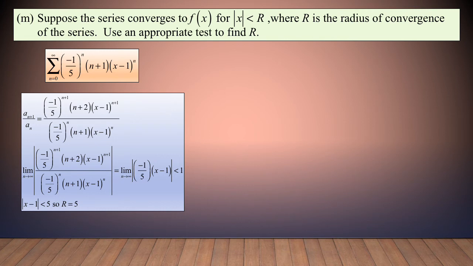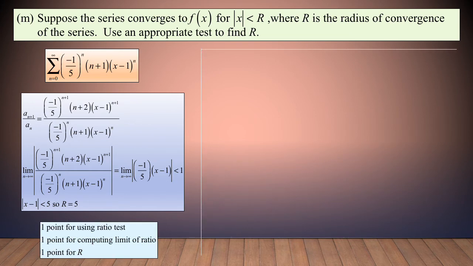And as we look at the limit as n approaches infinity of that expression, we get the limit as n approaches infinity of the absolute value of negative 1/5 times x minus 1. And that expression has to be less than 1. So from that, we can say that the absolute value of x minus 1 has to be less than 5, meaning that the radius of convergence, r, has to be equal to 5.